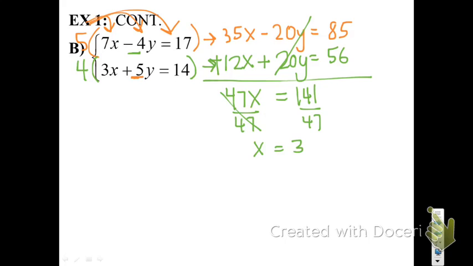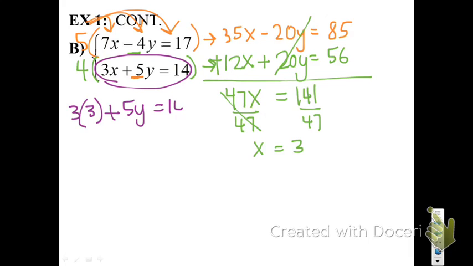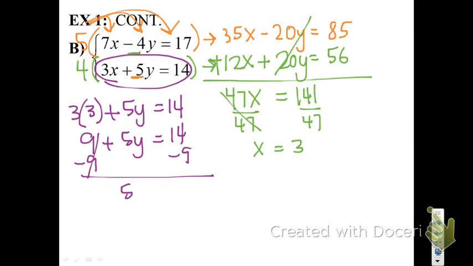So we're going to use that value and go into either equation and solve. I like to look for the equation that has the least amount of negatives. So that looks like it'll be the bottom equation, and I'm going to go to an original equation. So I'm going to take 3 times my x value, which we just found to be 3, plus 5y equals 14. 3 times 3 is 9. And then I'm going to move the 9 to the other side by subtracting. You get 5y equals 5, divide by 5, y equals 1.